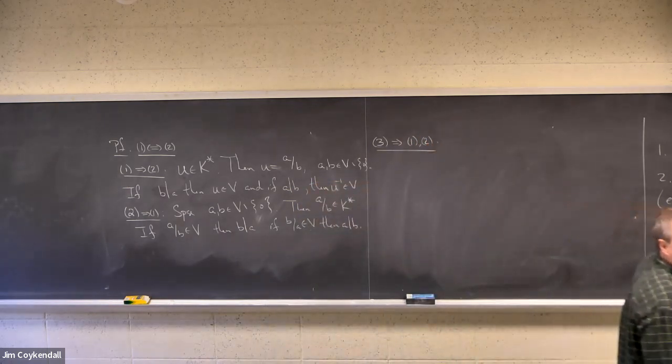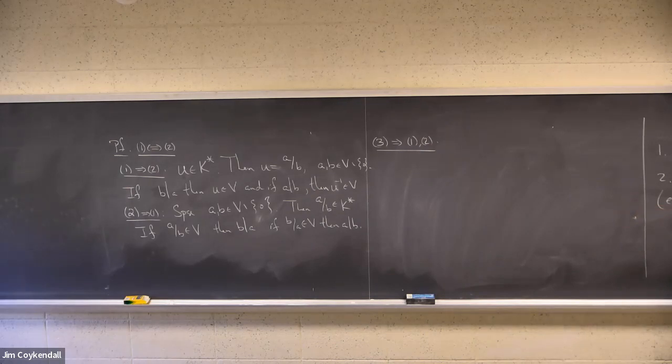So 3 implies 1, 2. 1 and 2 are equivalent, so I've shown 1 and 2 are equivalent, and I can do any verification, I'm good to go. So what do we have? We have that V is equal to this right here: it's all the elements of K star that have valuation greater than or equal to 0 for some valuation.